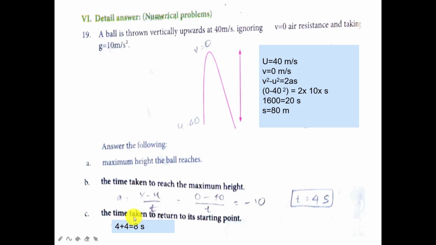What is the last question? The time taken to return to its starting point. This is the starting point. If it goes to this point, then it will take 4 seconds. For returning, it will take 4 seconds. If you add these two time durations, then you will get 4 plus 4 is equal to 8 seconds. The time taken to return to its starting point is 8 seconds.